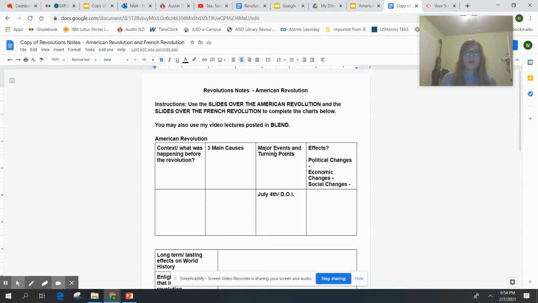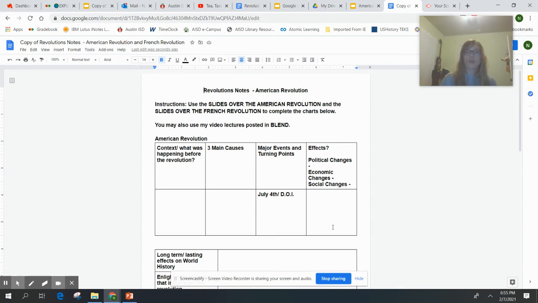Then I want you to think about major turning points and major events. For a few of these, like for the American Revolution, the Declaration of Independence, the 4th of July is going to be one that you should have. Some of these are a little bit more flexible, and you can put which ones you think are most important here.